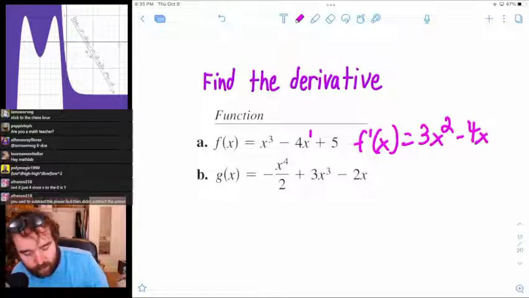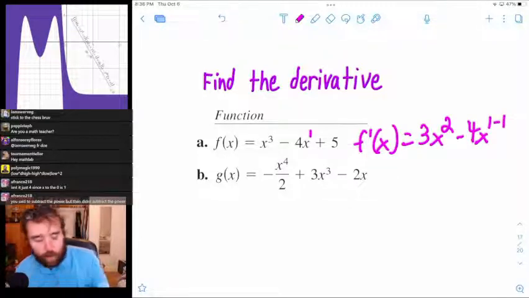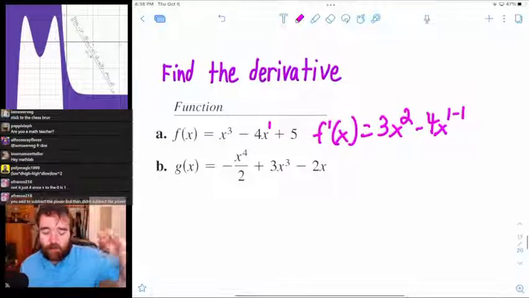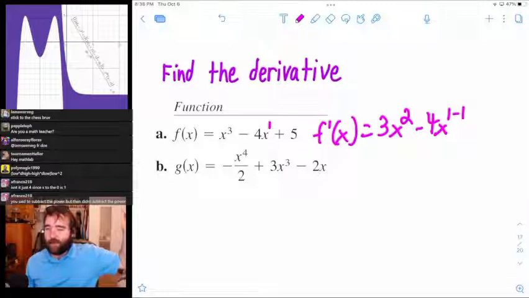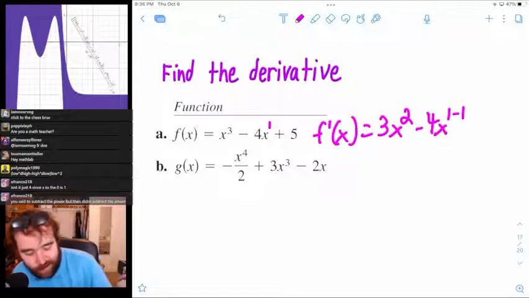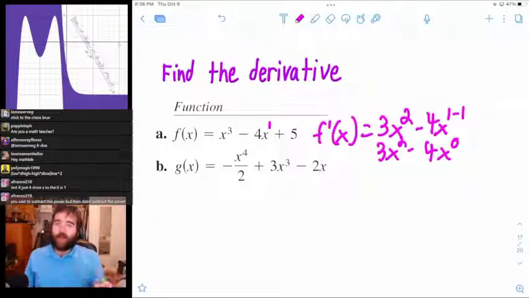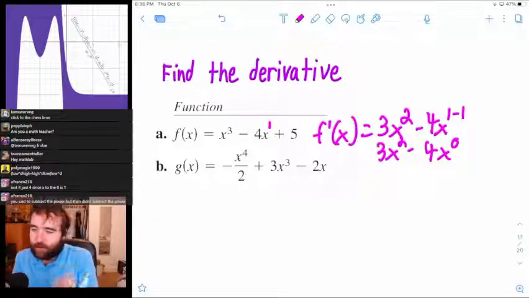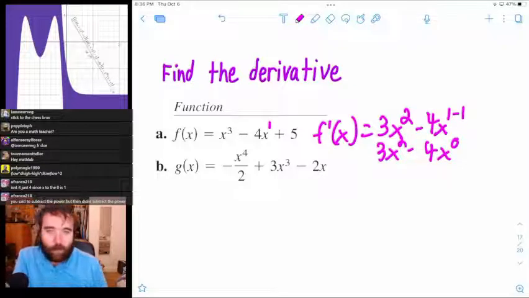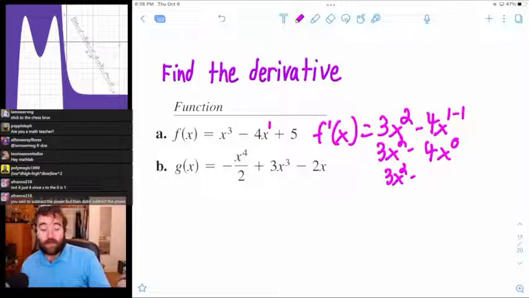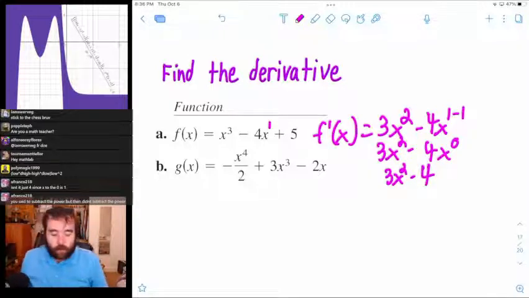So we'll go ahead and write that out. 1 minus 1. So what is 1 minus 1? Well, it's 0. So we end up with x to the 0. So 4x to the 0, 3x squared. But then x to the 0, which you see in the comments was my problem, is 1. So this should just be 3x squared minus 4 times 1, so just 4.